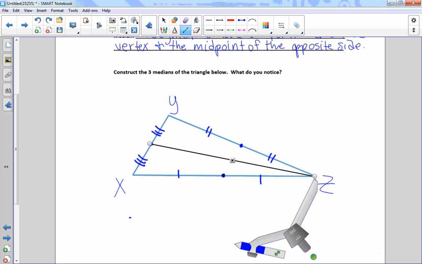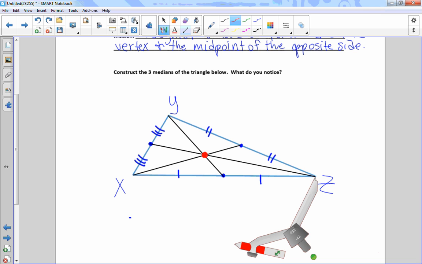This point down here, I'm going to connect up to Y. And then the last remaining midpoint, I'm going to connect over to X. Oh, interesting. Does it all intersect at a central point? Yeah.